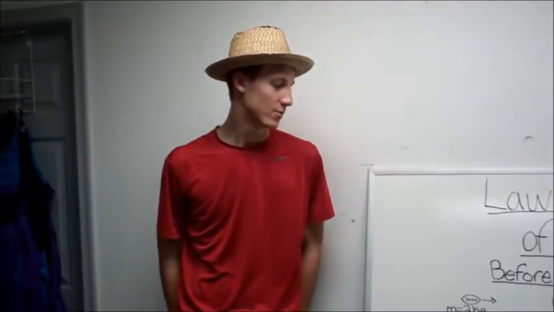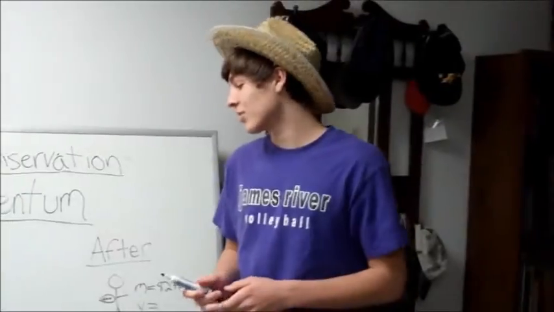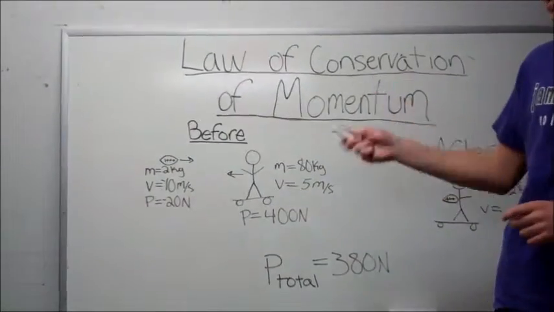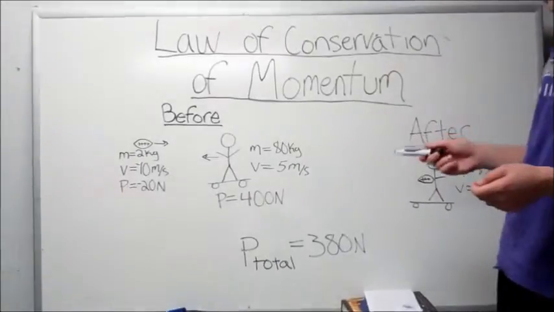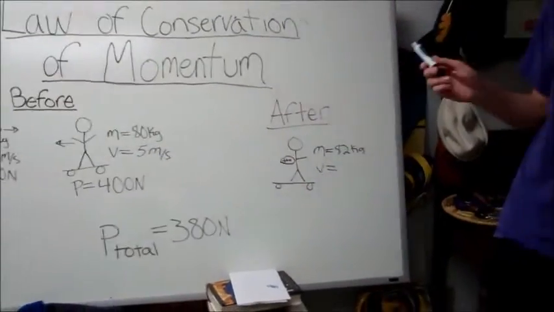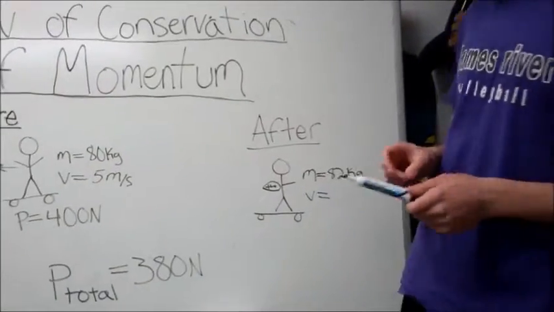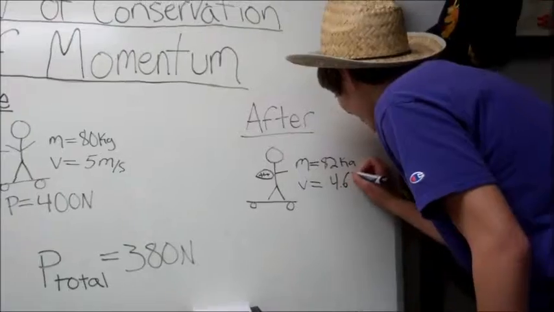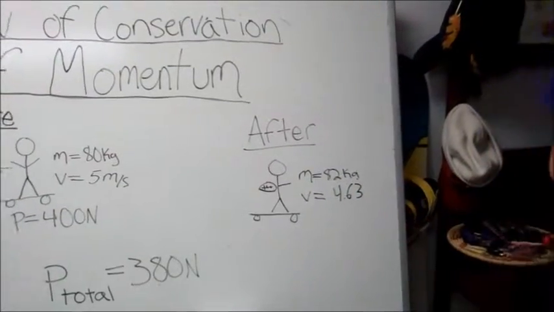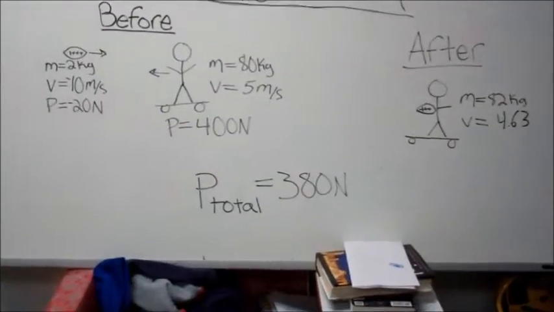Okay, that was another example of an inelastic collision. Now here's Anthony. Okay, so to get the total momentum, you have to take Luke's momentum, which is 400 newtons, minus the momentum of the ball, which is 20 newtons, because the ball is traveling in the opposite direction. And once you get that, you divide it by the final mass, which is 82 kilograms, and you get 4.63 meters per second, thus proving that the law of conservation of momentum has been in use.